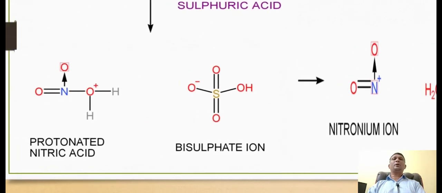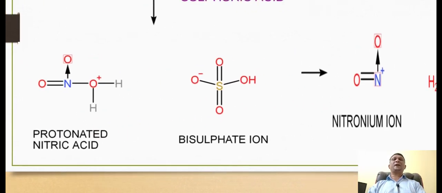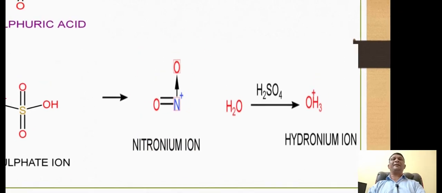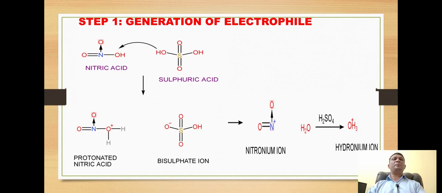The water molecule, which is lost from the protonated nitric acid, accepts a proton from another molecule of sulfuric acid, and it gets converted to the hydronium ion. So dear students, this is the species of interest in this reaction, the nitronium ion. Many a time in the examination the question may be that the electrophile generated in the nitration of benzene is, then 4 options will be given. So you have to identify that it is the nitronium ion which is generated in the nitration of benzene.